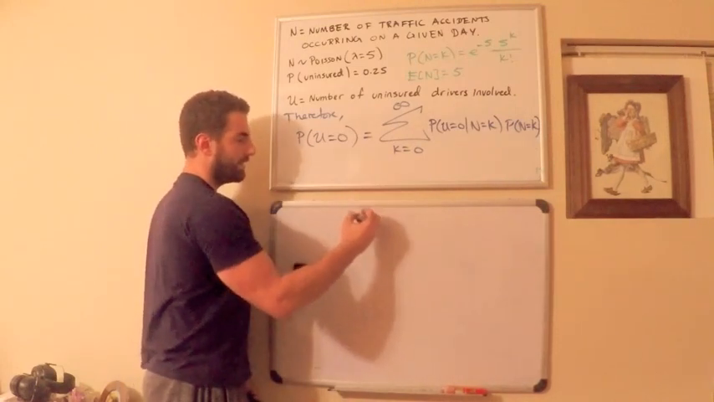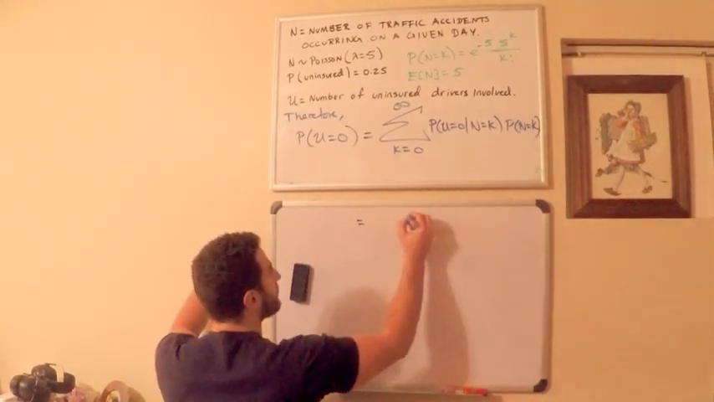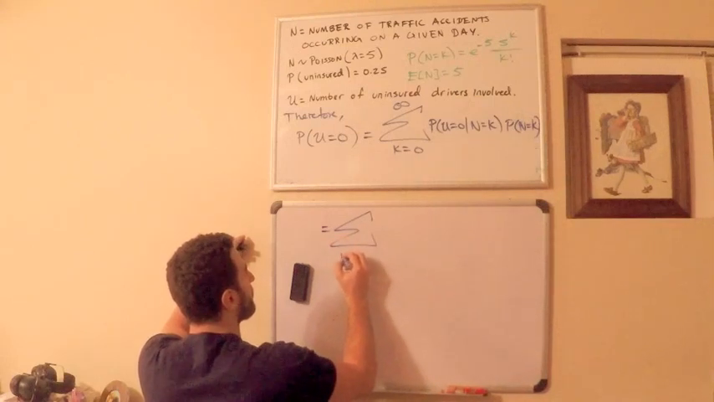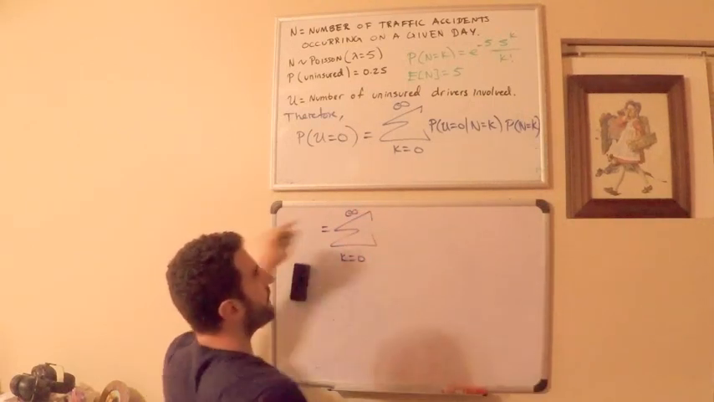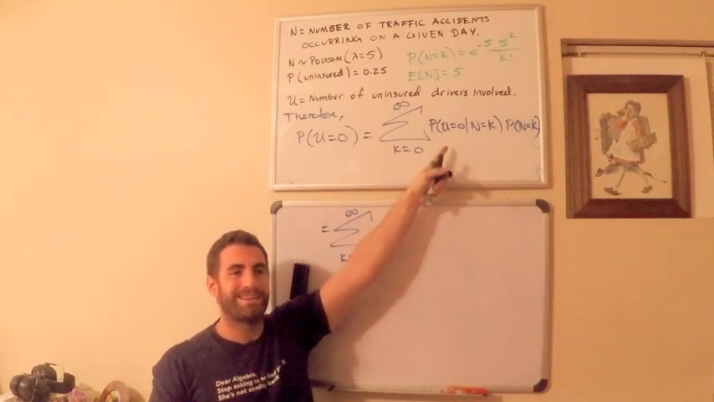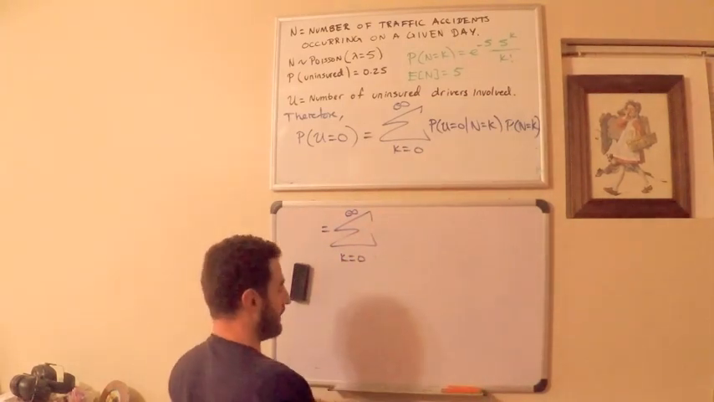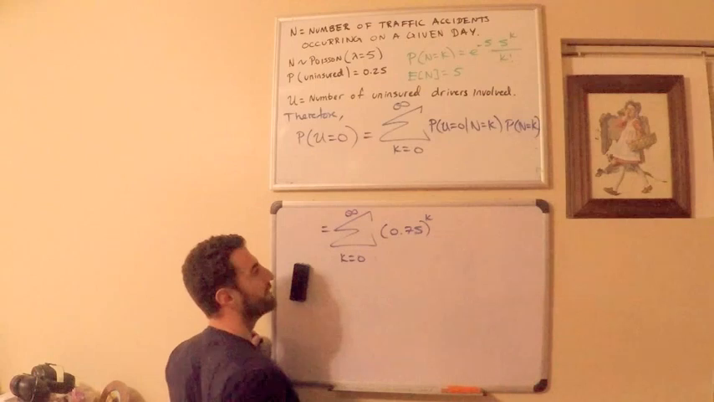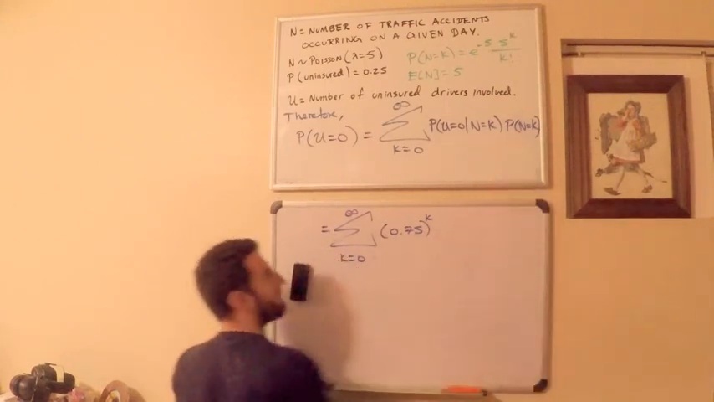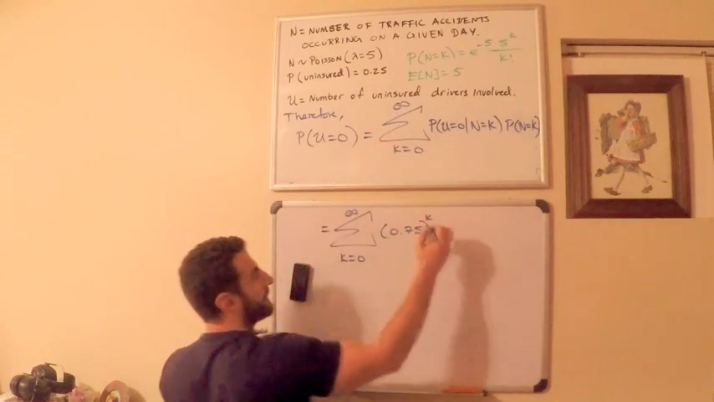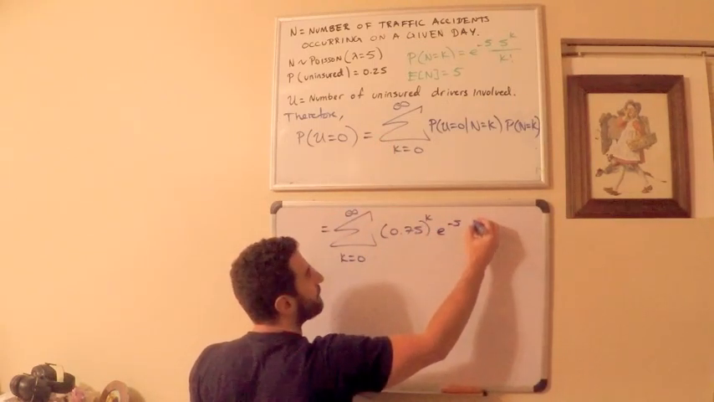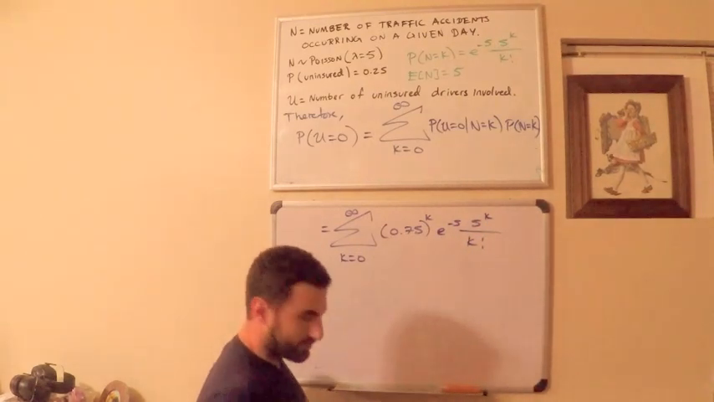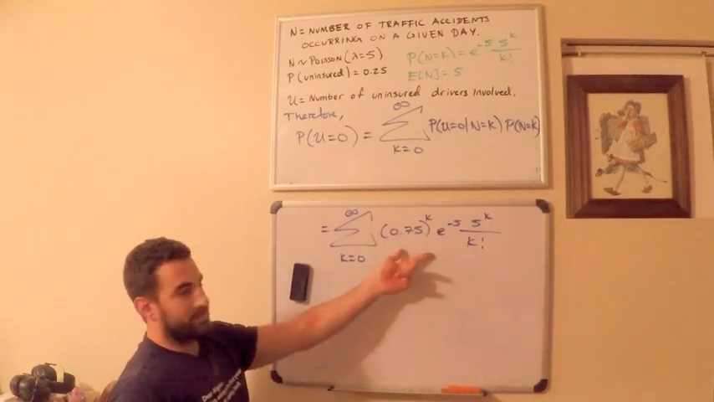So this is equal to the sum from k equals 0 to infinity of the probability of 0 uninsured given that there are k accidents, which as we discussed before is 0.75 to the k. What's the probability that the number of accidents is k? Poisson. We have it right there. We just copy that. So this is e to the negative 5 times 5 to the k divided by k factorial. So our last thing here to do is to compute this sum.